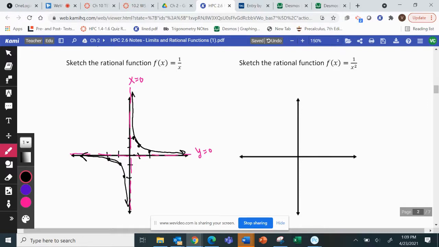What's the conic section that this is? Hyperbola. It's rotated how many degrees? Look at it. 45. It's rotated 45 degrees. So now what happens if we take that basic equation, 1 over x, but we do 1 over x squared instead? So x still can't equal 0, so that is an asymptote.